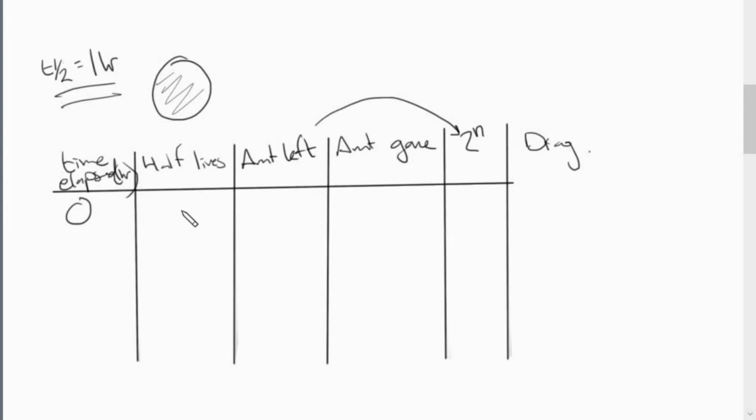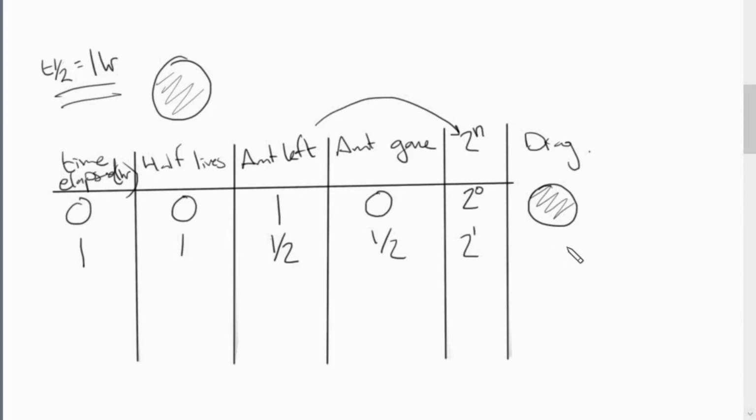So how many half-lives have gone? 0. Amount left? We consider this to be 1. Amount gone? 0. So this is 2 to the power 0. So this 0 is basically the half-life value that I'm putting here. In the diagram we can call it the entire substance. Then say 1 hour passes. How many half-lives will have gone? 1 half-life. Amount left? Half. Amount gone? Half. So this is 2 to the power 1.